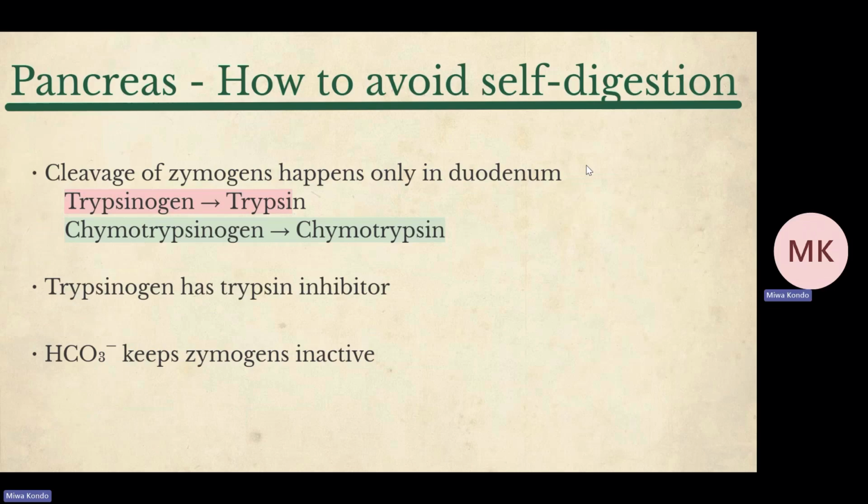Now, the pancreas secretes enzymes that digest sugars, proteins, lipids, and nucleic acids. But how does the pancreas itself avoid being digested? First, the activation of zymogens into active enzymes only happens when they reach the duodenum. Second, trypsin has a trypsin inhibitor. This means that even if trypsin is produced in the pancreas, it's immediately suppressed by the inhibitor there. Lastly, bicarbonate keeps the zymogens inactive.